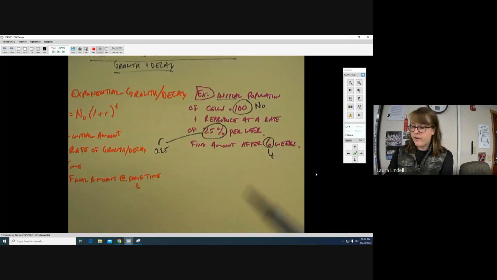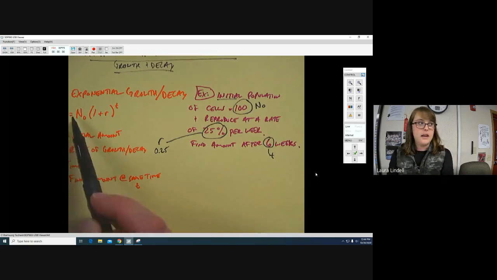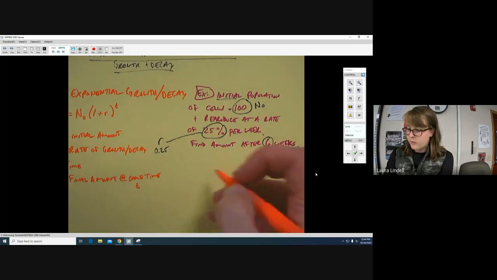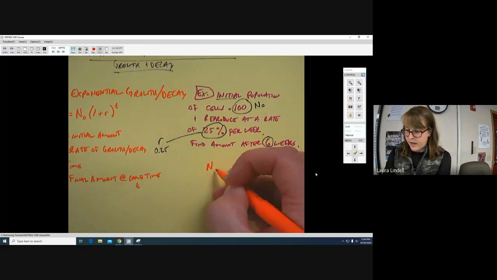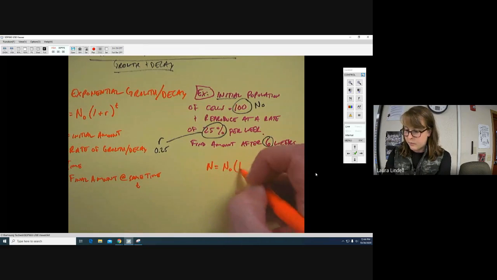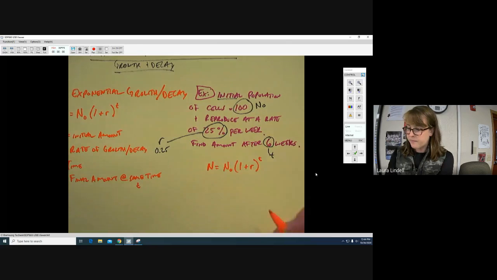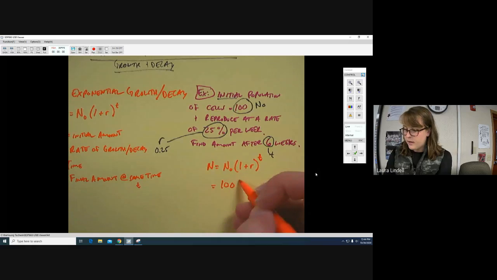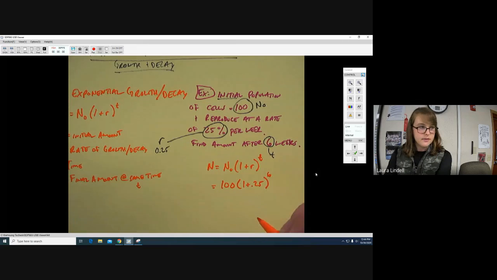So once we've identified those three things, we're basically plugging them into this and figuring out what the ending amount is. So here we go. Instead of N equals N naught times 1 plus R to the T, we plug it in and get 100 times 1 plus 0.25 to the 6.